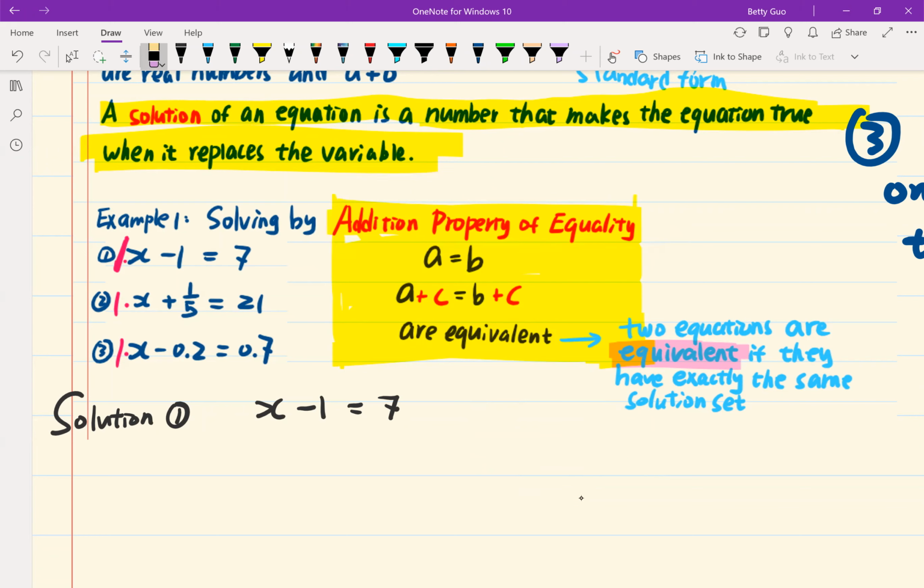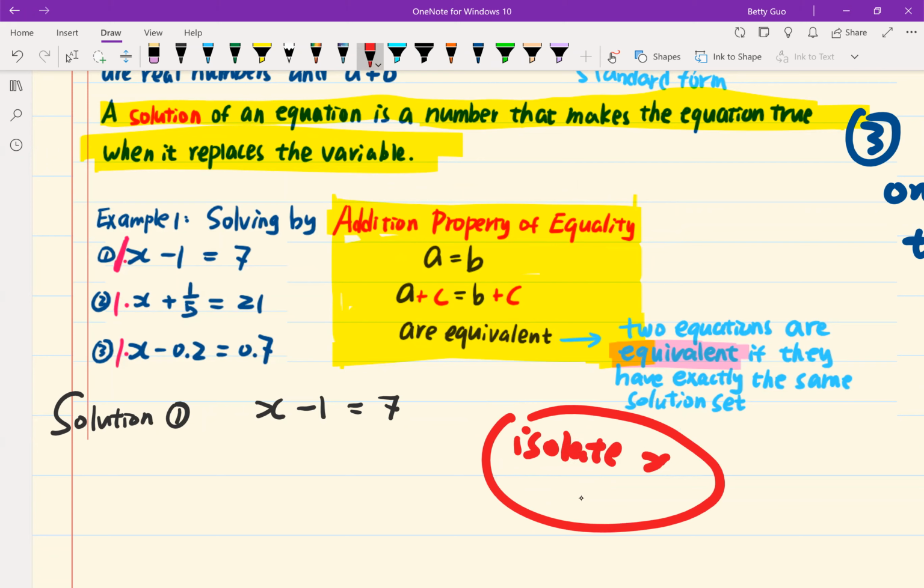Whenever you solve a linear equation in one variable, you need to know your goal. I'm going to write the goal in the red bubble: to isolate x on the left. Well, if you isolate on the right, it's also okay, but by convention, we always isolate the variable on the left. Again, I'm going to do this often. Whenever you solve a linear equation in one variable, your goal is to isolate x on the left.